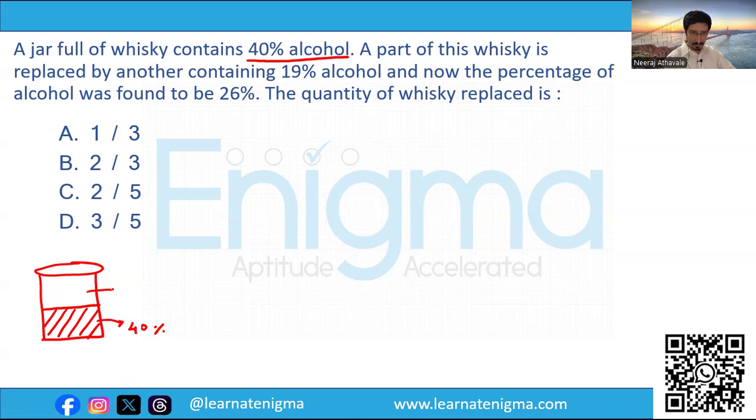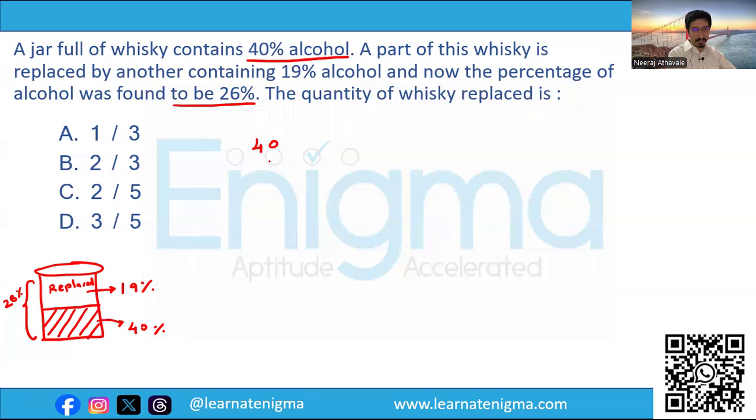Now this empty part is filled up with 19% alcohol. So this is the replaced part. Now 19% and 40% mix up together and eventually the strength of the alcohol becomes 26%. So now we can easily do it.